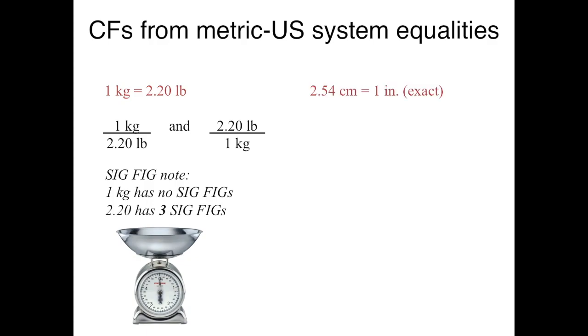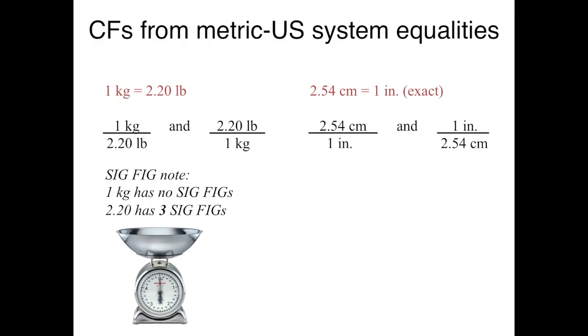A special case is when an equality is an exact equality. So for example, 2.54 centimeters is exactly 1 inch, and that's by definition. So those are exact numbers. You do not have sig figs. Still, you can still write conversion factors from them.